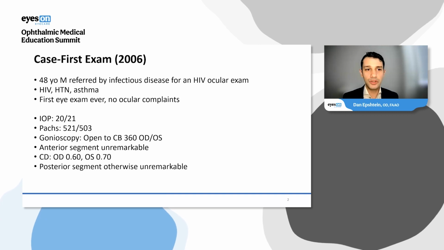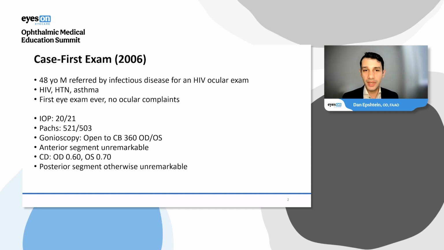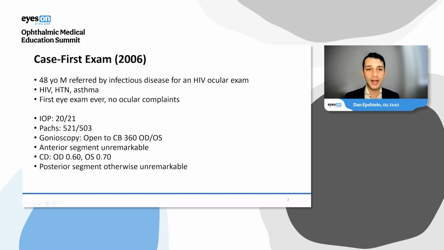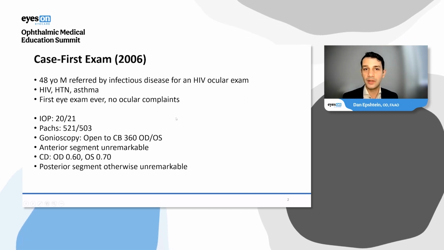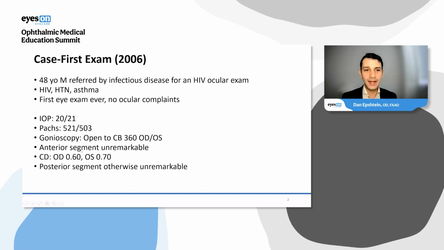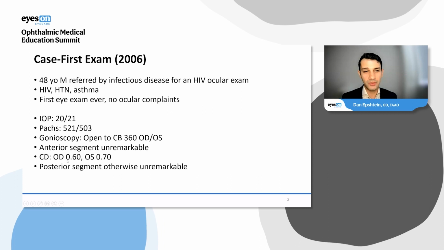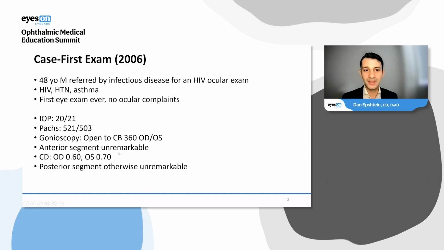He had no ocular complaints. And his IOP was 20 in the right eye, 21 in the left eye, a little borderline. Pachs were thin, more so in the left eye than the right eye. Gonioscopy was open to ciliary body in both eyes. And the anterior segment and posterior segment were unremarkable other than his cupping. So it was 0.6 in the right eye, 0.7 in the left eye.